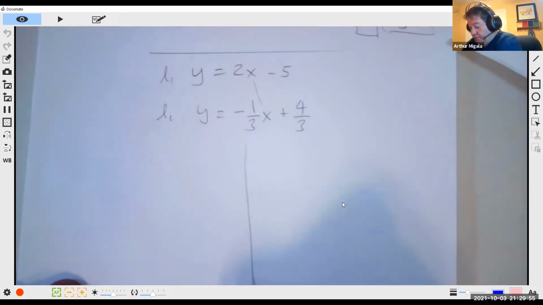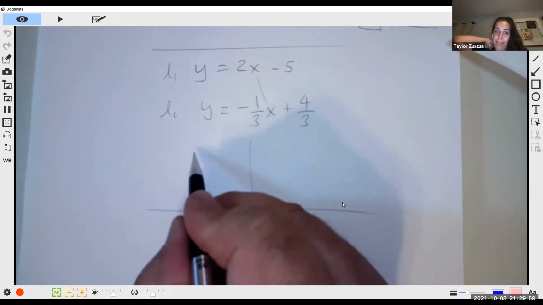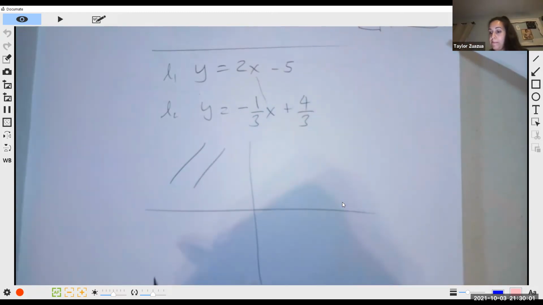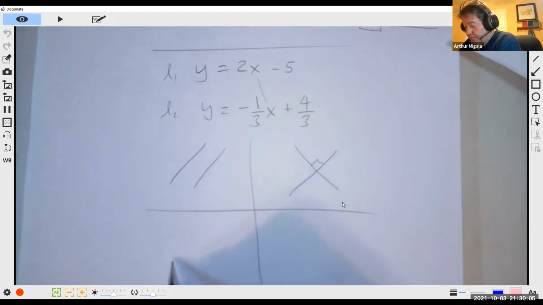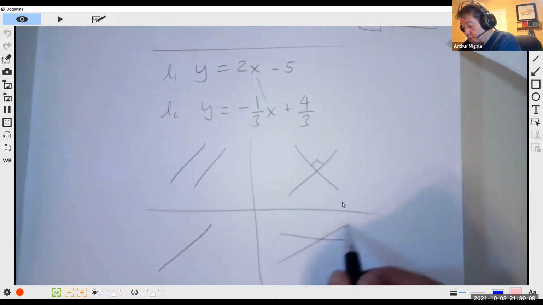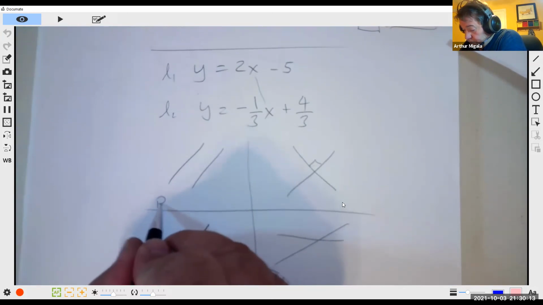Once we get into this one, now there's only 4 possibilities. The lines can be parallel, they can be perpendicular, they can be the same line, or they could be anything else. Okay.